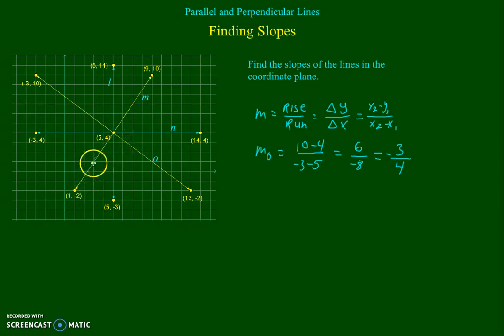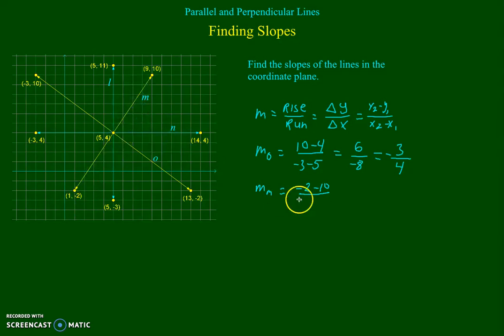Now let's go ahead and find the slope of M. So the slope of line M is going to be the difference in the y's first, so negative 2 minus 10, divided by the difference of the x's.